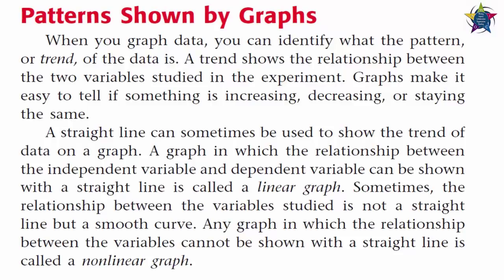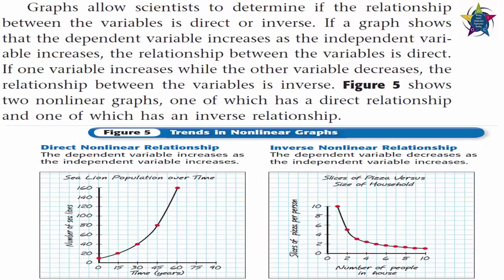Sometimes the relationship between the variables studied is not a straight line, but a smooth curve. Any graph in which the relationship between the variables cannot be shown with a straight line is called a nonlinear graph. Graphs allow scientists to determine if the relationship between the variables is direct or inverse.